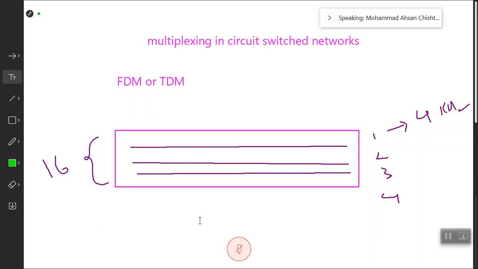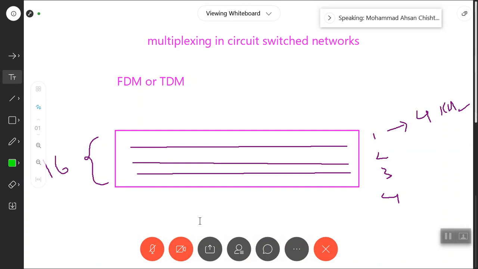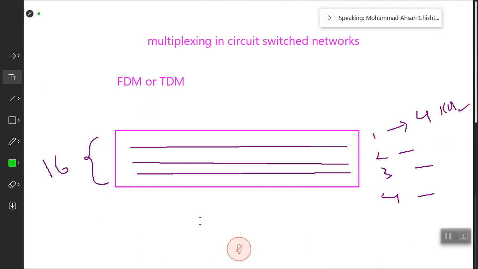Now how do you say that I have reserved? My link, that is number 1, would always be 4 kilohertz, reserved for me. It will not go below 4 kilohertz. But at the same time, this link can be used by others as well, like 2, 3, and 4. This is what we have as multiplexing here. This is how others can also use this link in circuit switched networks.